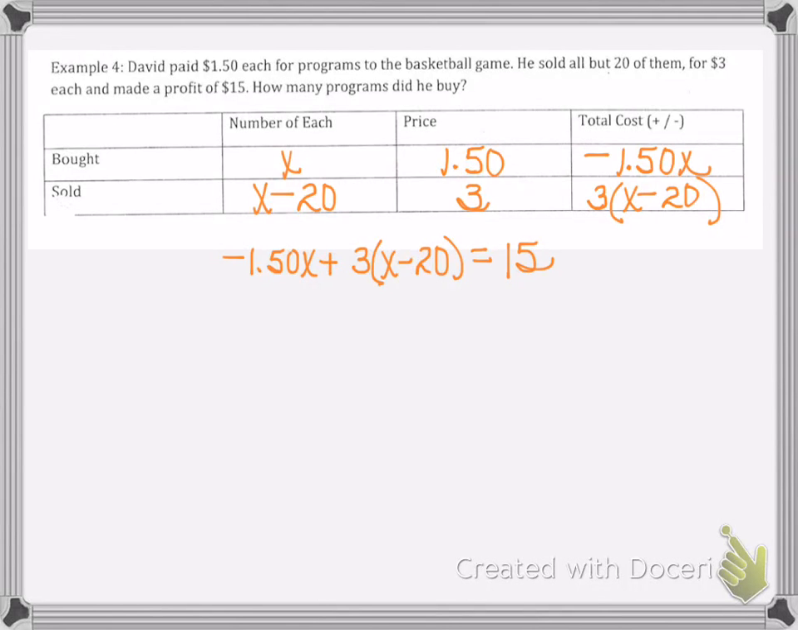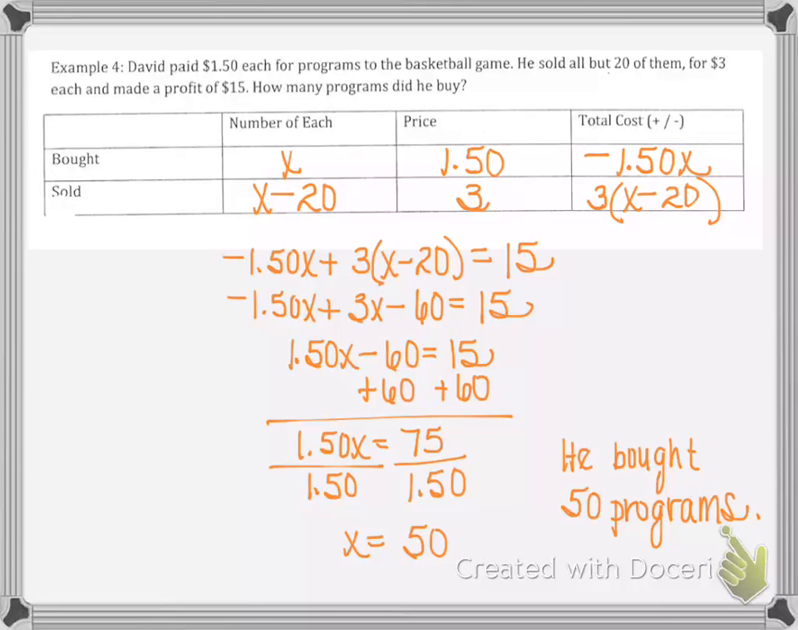Looking at our equation, we're going to add up what we have. The total cost for bought was negative 1.50 times X. We're going to add that to the total cost for amount sold, 3 times the X minus 20. Our profit is the difference of money. It should be more money if you're doing well, because that means that you spent less than you earned, and therefore it's called a profit. His profit was $15, and we're going to solve for X. When I solve the equation for X, I'm finding that David had bought 50 programs for the basketball game.